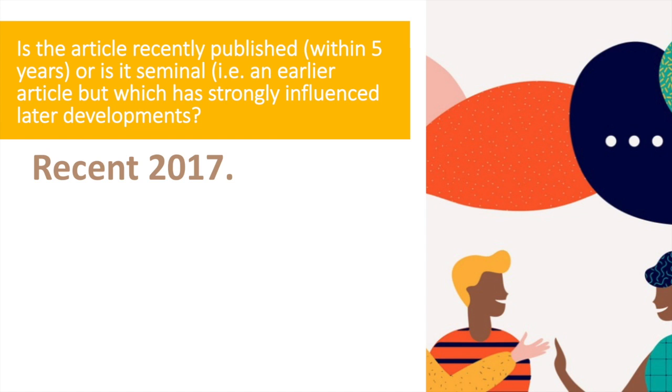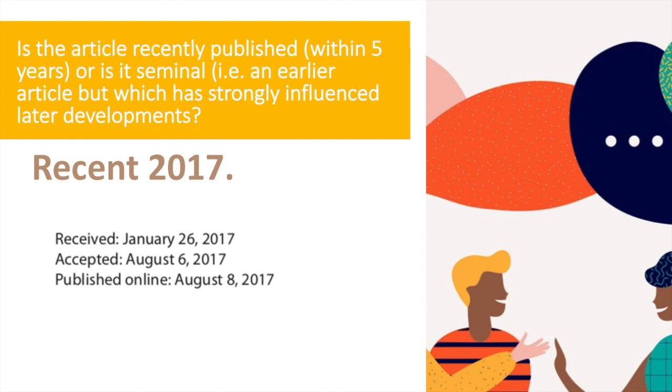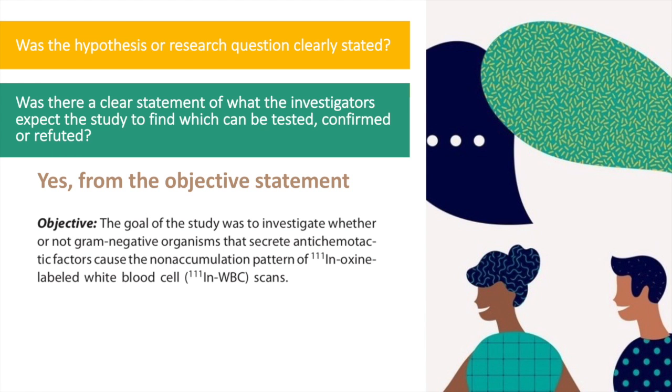Is the article recent or is it seminal? Now, it's a 2017 article as mentioned, so it's definitely a recent article. Was the hypothesis or the research question clearly stated, and was there a clear statement of what the investigators expect the study to find, which can be tested, confirmed, or refuted?